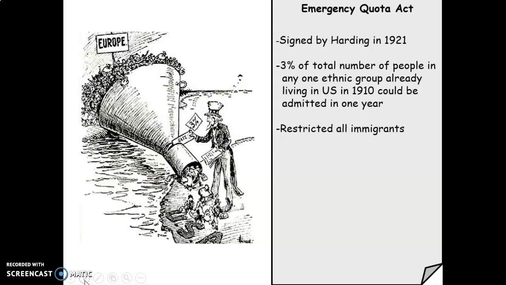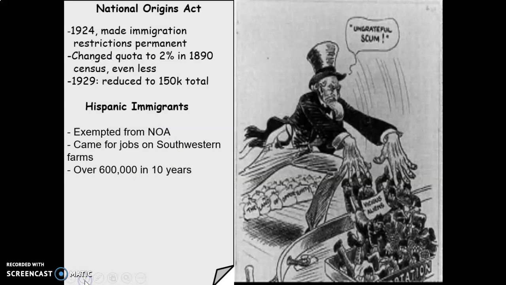3% of the total number of people in any one ethnic group already living in the U.S. in 1910 would be allowed in 1 year in 1921. So this severely restricts all immigration. The National Origins Act is passed by Congress in 1924, and this makes immigration worse.